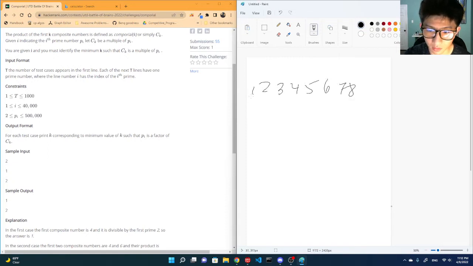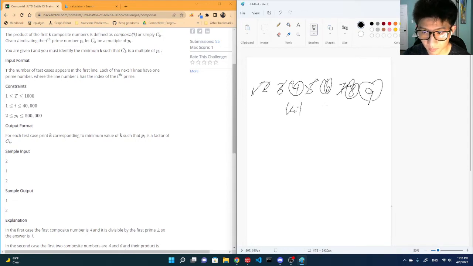Right, so all the composite numbers are here. Here k would equal 1. Here k would equal 2. Here k would equal 3. Since they're all multiplied by each other, they're also all factors. So we can look at them individually.